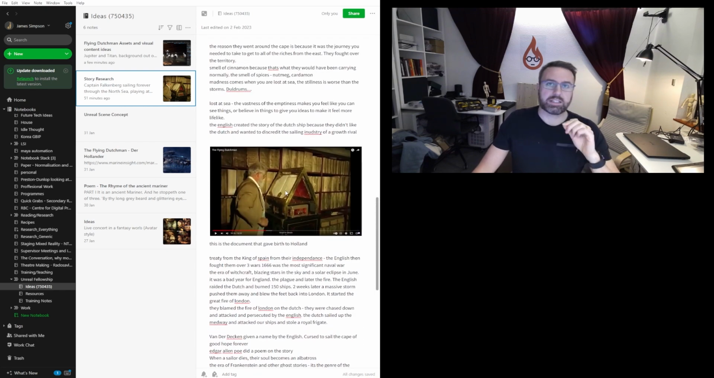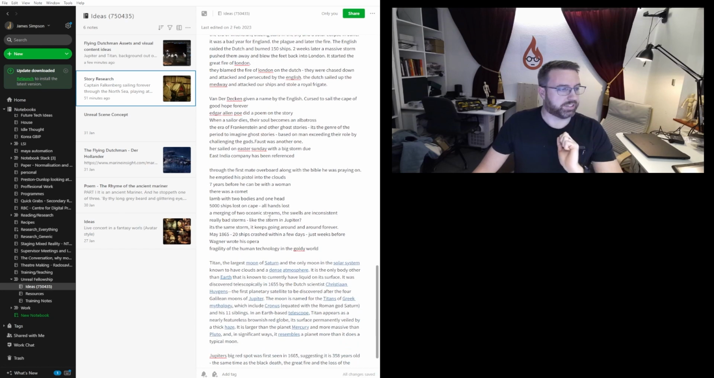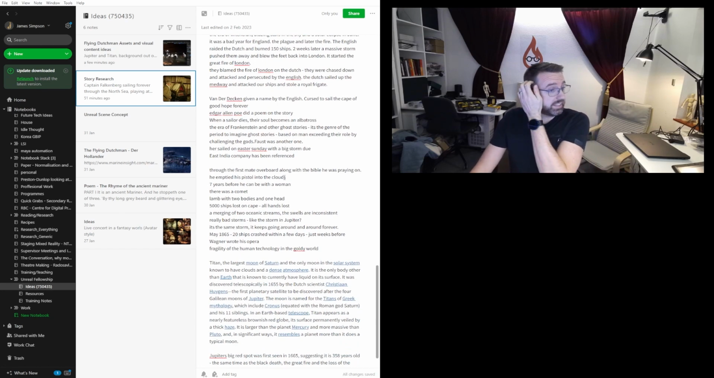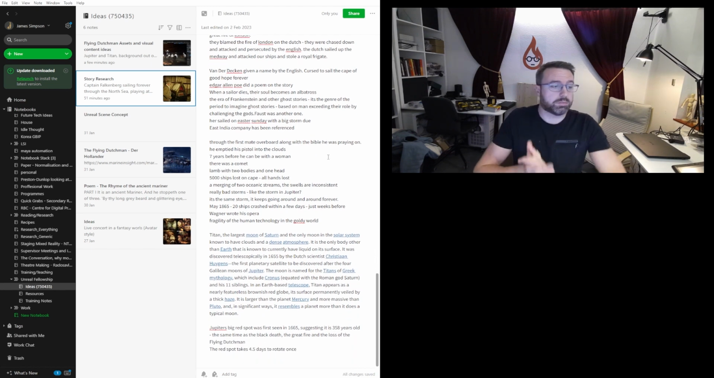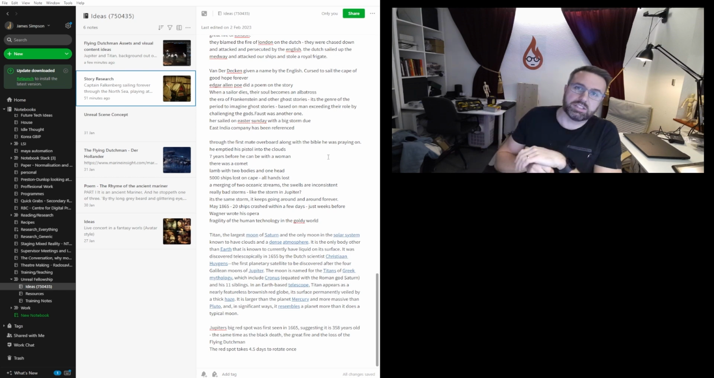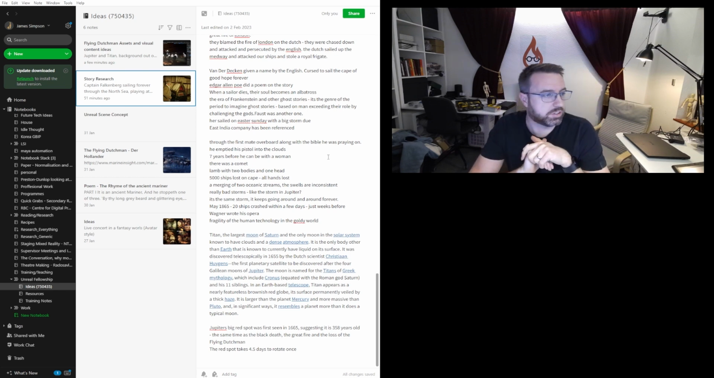This image I'm going to come back to in a bit. It's very, very interesting and I want to connect it. So the most significant part is that he threw the Bible overboard when he threw his first mate overboard, and he emptied his pistol in the clouds in torment when he couldn't get out of the storm.